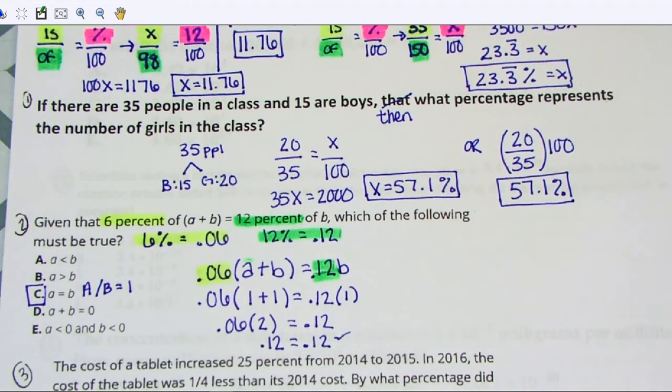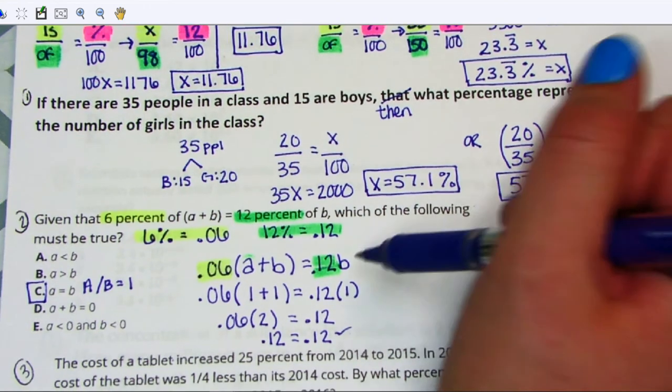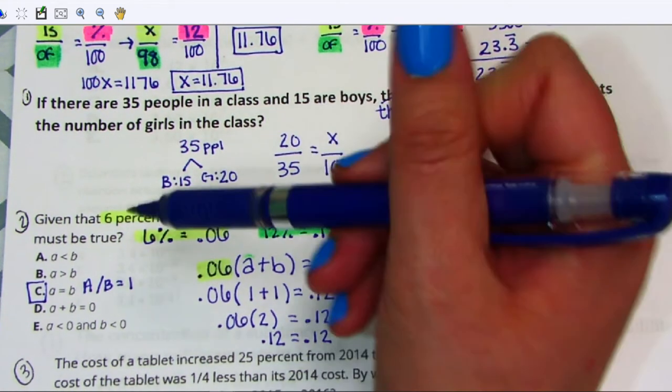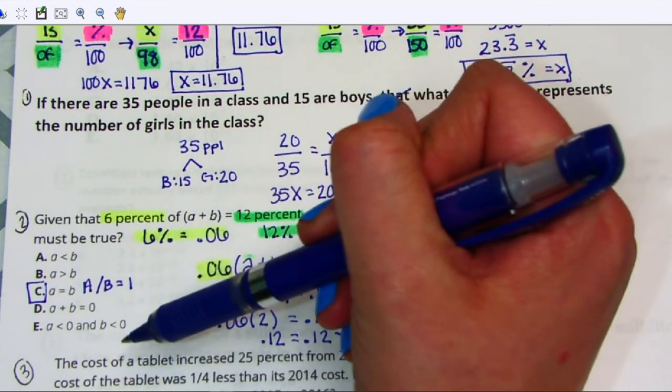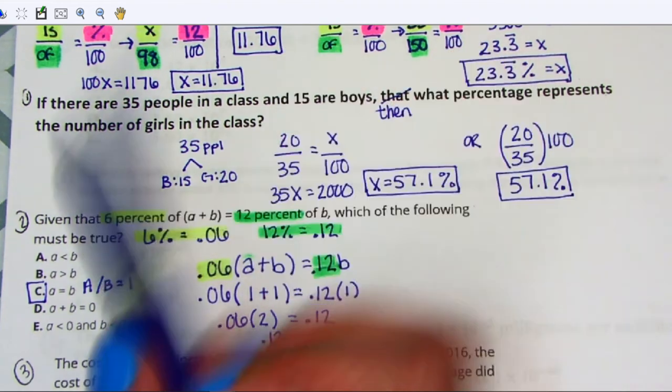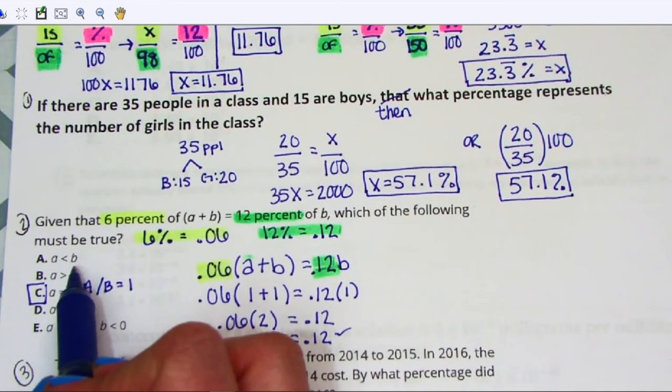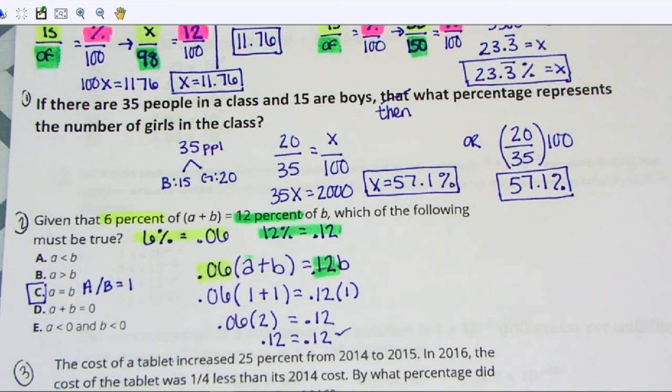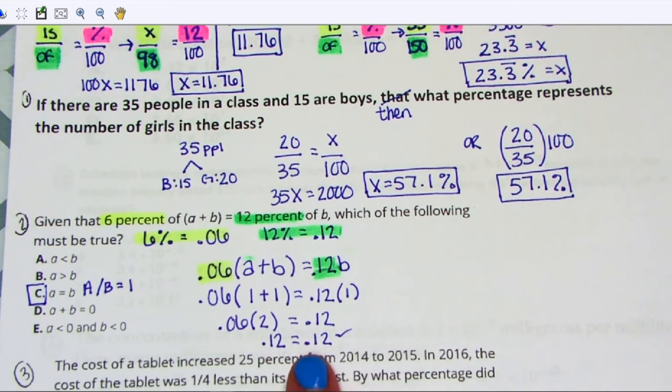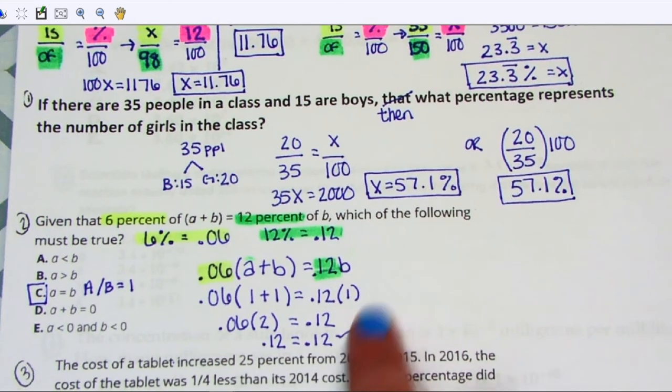So what I would recommend on a problem like this, write your equation and then pick parameters for your values. So if A is less than B, you could make A 1 and B 2. And then plug it in and test your answer choices. So to do problems like this, set up the equation and then test your answer choices.